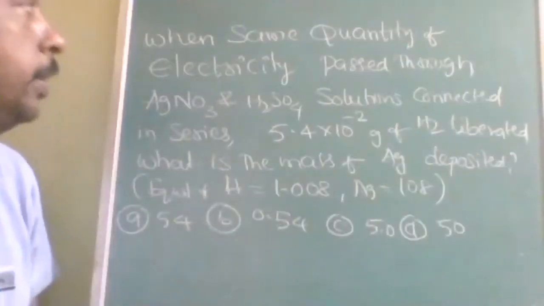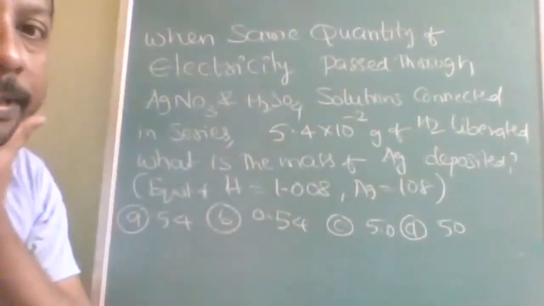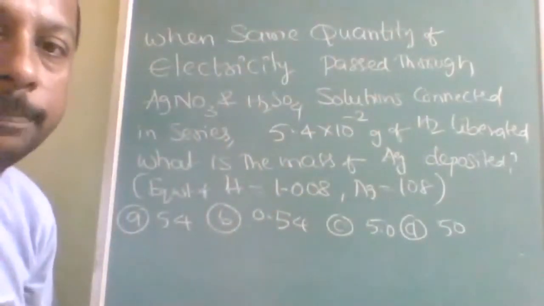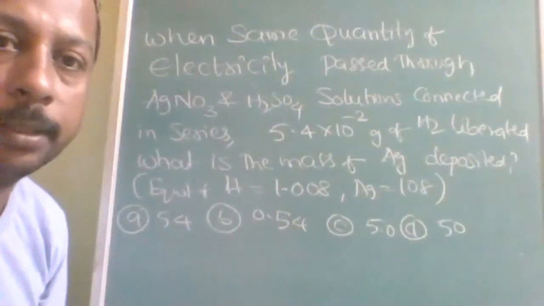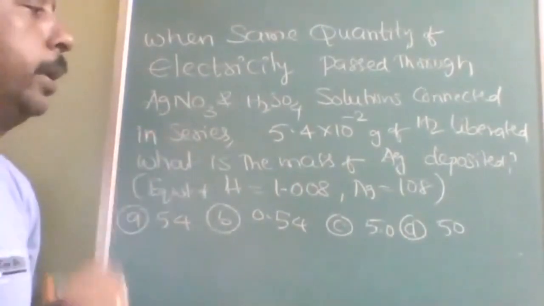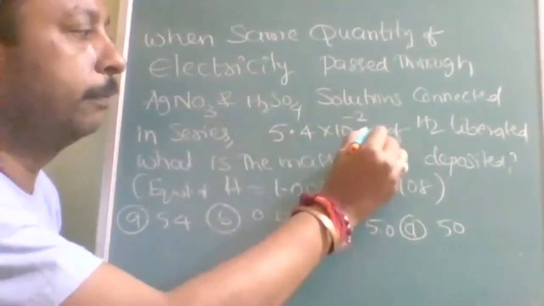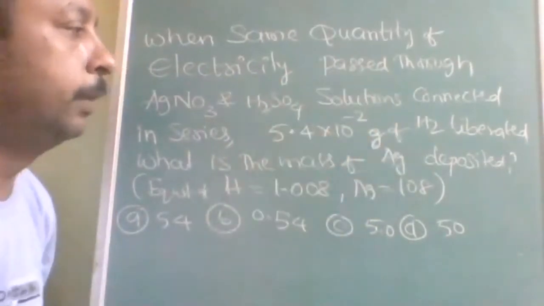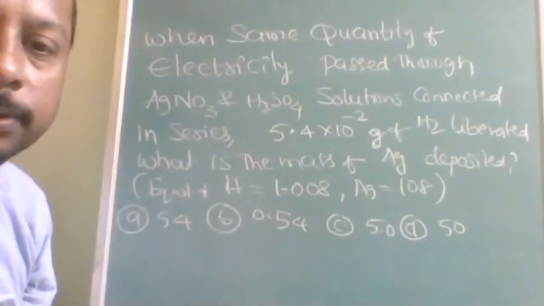Next question: when the same quantity of electricity is passed through silver nitrate and sulfuric acid connected in series, 5.4 into 10 to the power of -2 grams of hydrogen is liberated. Then what is the mass of silver deposited?